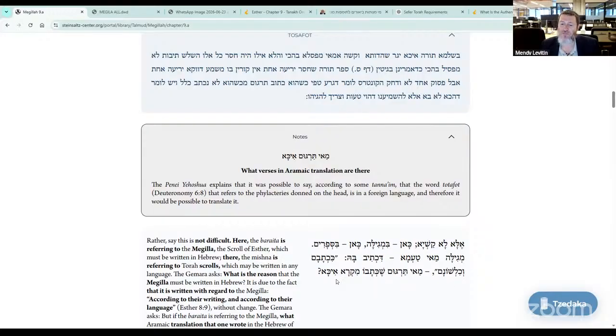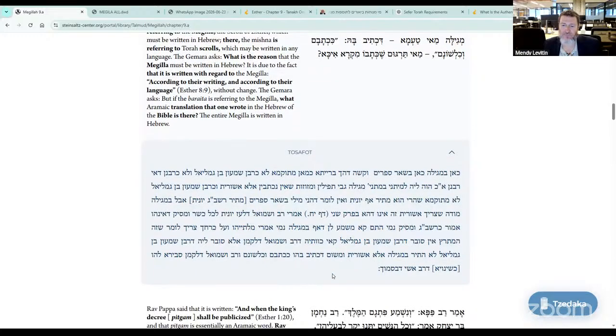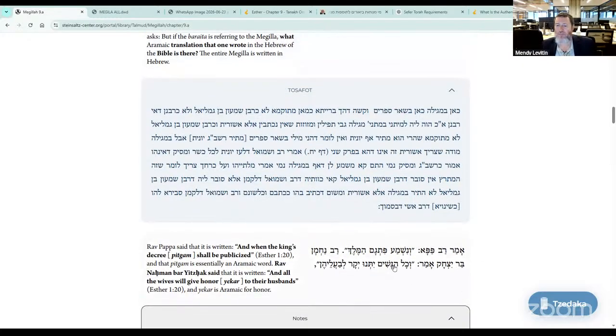Targum shekasuv mikra. So the question is, where is there Aramaic in the Megillah? So now the Gemara says, Rafram says, v'nishma pitgam hamelech. And when the king's decree, pitgam is decree. Pitgam, they say, is not Hebrew. It's an Aramaic or Persian word.